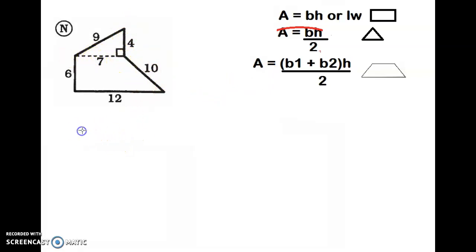So that means if area equals base times height, all divided by 2, then if I fill in those gaps, or those numbers with my info, that means this equals 4 times 7, all divided by 2.